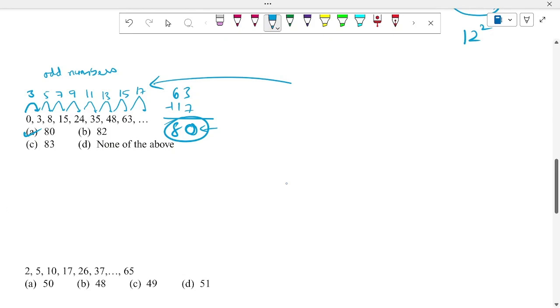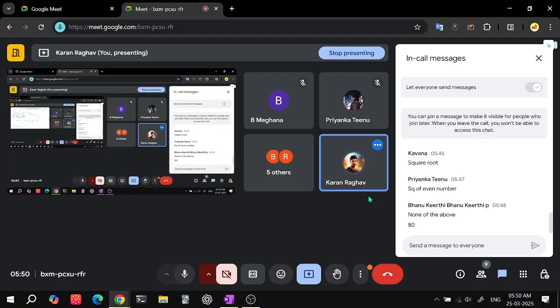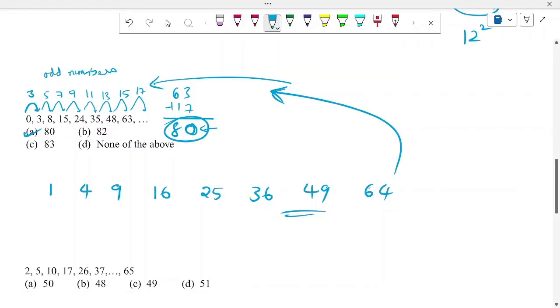You can see, actually, if you have got 1, 4 and then 9, 16, 25, 36, 49, 64. Can you tell me what is the relation between this series and this series? There is a relation between both of the series. What is that? We have got a relation between this and this. What is that?